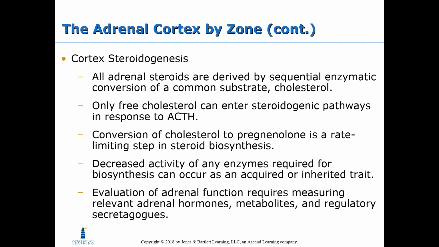Cortex steroidogenesis. So steroido is referring to steroids, genesis is the creation of. So all adrenal steroids are derived by sequential enzymatic conversion of a common substrate, cholesterol. Only free cholesterol can enter steroidogenic pathways in response to ACTH. ACTH is adrenocorticotropic hormone. Adrenocortico is talking about the adrenal cortex. Tropic is a hormone that's released in one spot and acts on another endocrine gland.